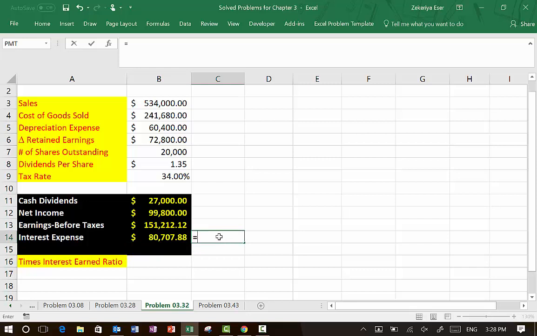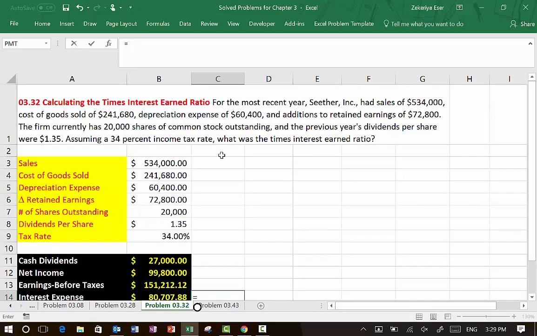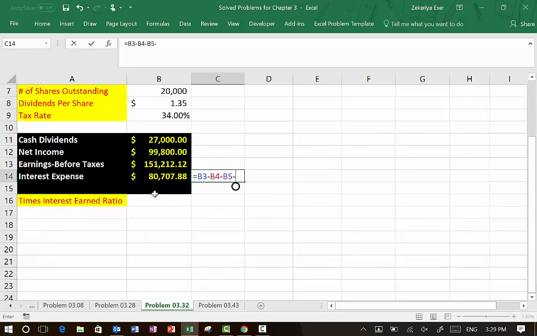If you want to check earnings before taxes, or sales minus cost of goods sold minus depreciation minus interest expense, times 1 minus tax rate, that should give us net income if we've done it right, and we did do it right.